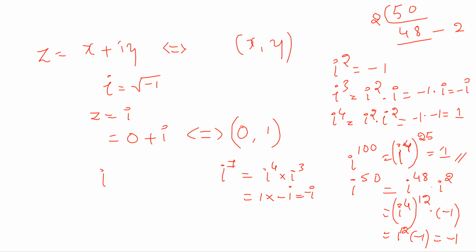i power 1007. Can you guess the value of this one? Minus i, sir. Minus i, right? So 1004 we can write in terms of i power 4, that is i power 4 whole power 251, and the remaining thing will be i power 3. i power 3 means minus i. Is it clear to everybody? Yes, sir. Okay.